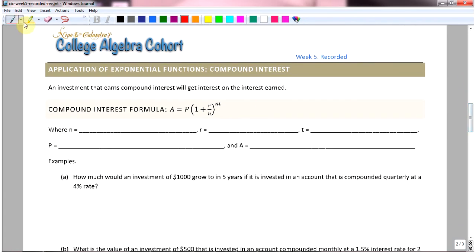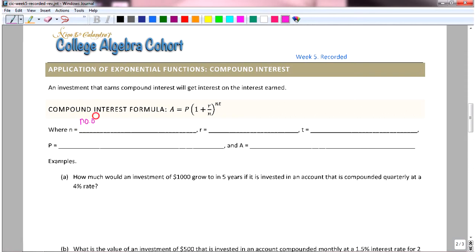Let's go on to the next page. We now want to look at some applications of exponential functions, and a common one is using compound interest. An investment that earns compound interest will get interest on the interest earned. So this is a formula that you need to make sure you're familiar with. A is equal to P times the quantity 1 plus r divided by n, all of that raised to the n times t power.